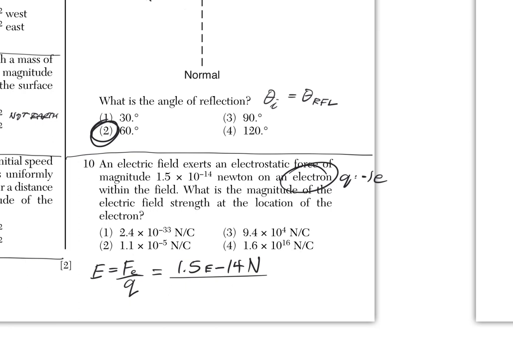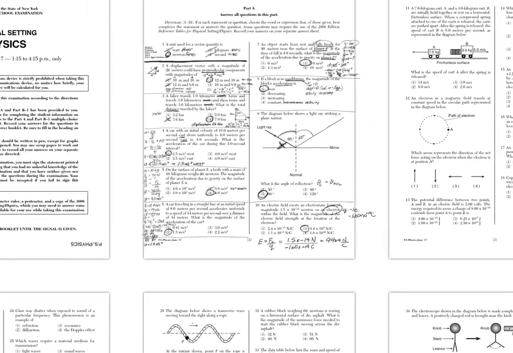But when I'm doing E equals F over Q, I actually need to use the Coulomb charge, the 1.6 times 10 to the -19 coulombs for my electron. So -1.6 times 10 to the -19, and I get a field strength of 9.4 times 10 to the 4 newtons per coulomb, and my force was 2 sig figs, so my answer is 2 sig figs. Alrighty, that's the first page.